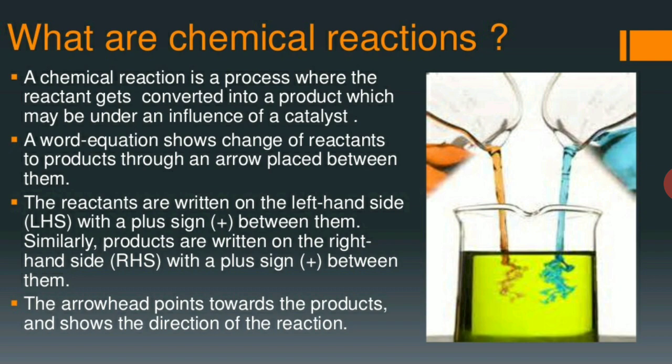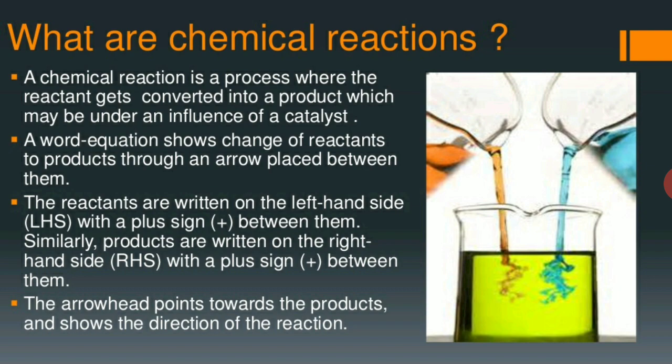Next, how can we represent a chemical reaction? A chemical reaction can be represented by different methods. First, by word equation. A word equation shows change of reactants into the product through an arrow placed between them. Generally, the reactants are written on the left hand side, LHS, with a plus sign between the reactants.